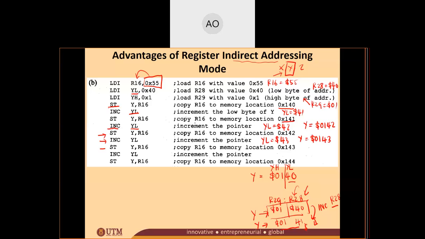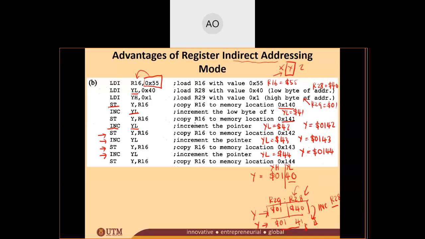Store again by using the ST Y, R16. So copy your R16 value, which is 55, to memory location 0x143. And then increment again your YL. So now your YL points to address 44. And then Y is now pointed to the new address 0144. And then store again Y, R16.